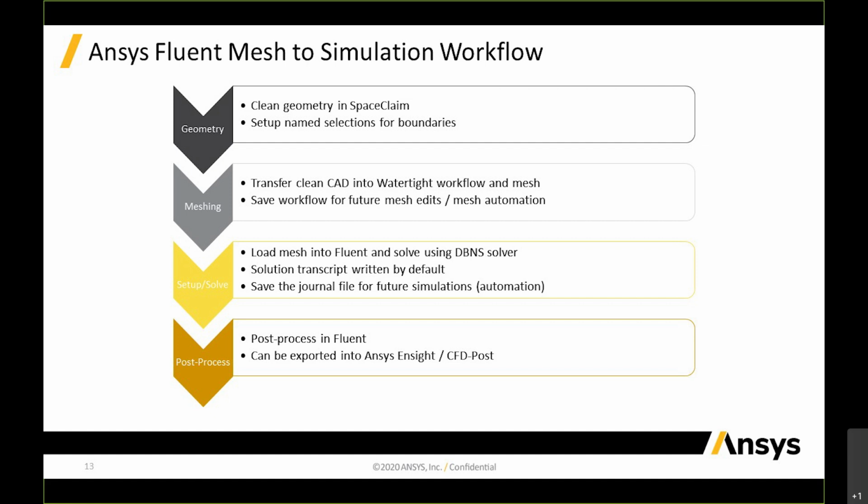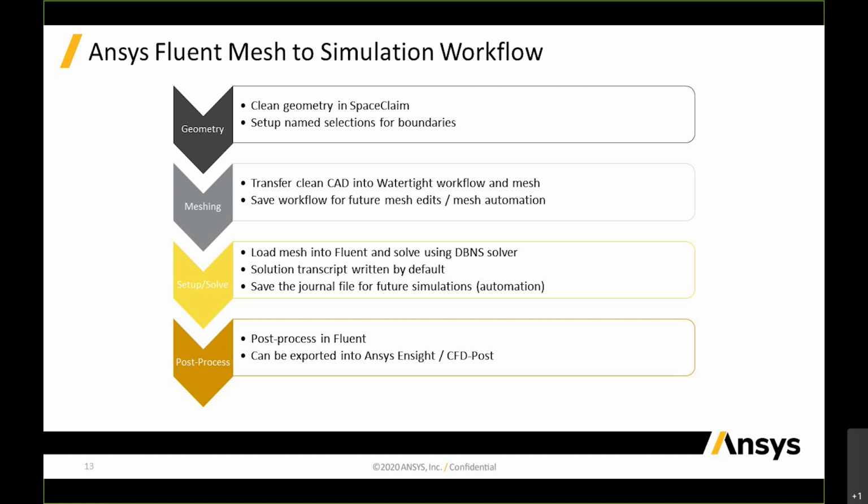So that's step one. Step two, you would just transfer the SpaceClaim file into the meshing tool. This meshing tool is actually the Fluent meshing tool. Fluent meshing has been there for quite some time. In the same meshing tool, we have these workflows, which I've just shown you. That's the watertight workflow. You would transfer the clean CAD into the watertight workflow, mesh there, and save the mesh for any future mesh edits, or you could even automate the mesh process. It's fairly easy there.